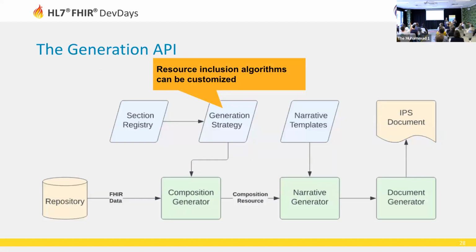Thing number two is the generation strategy. This is the bit that describes what resources we are actually going to pull into the repository. You can imagine, if I've got a longitudinal health record and I want to generate, for example, a vital signs section, I might have the last 10 years of blood pressure measurements, and clearly in a summary, most people would agree, you probably don't want a 10-year history of blood pressure measurements.